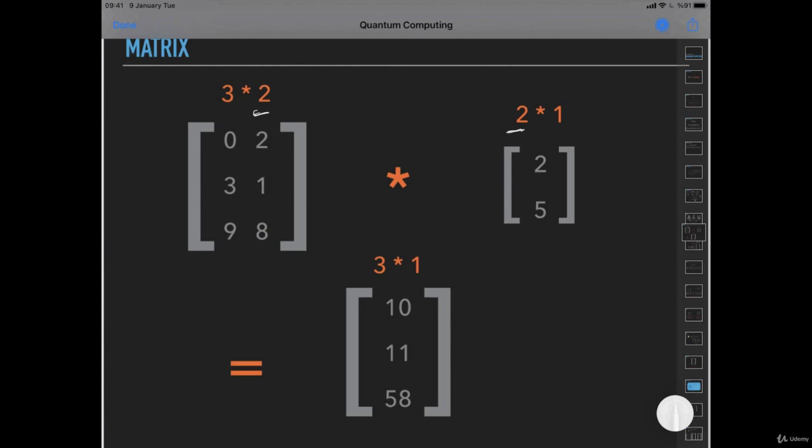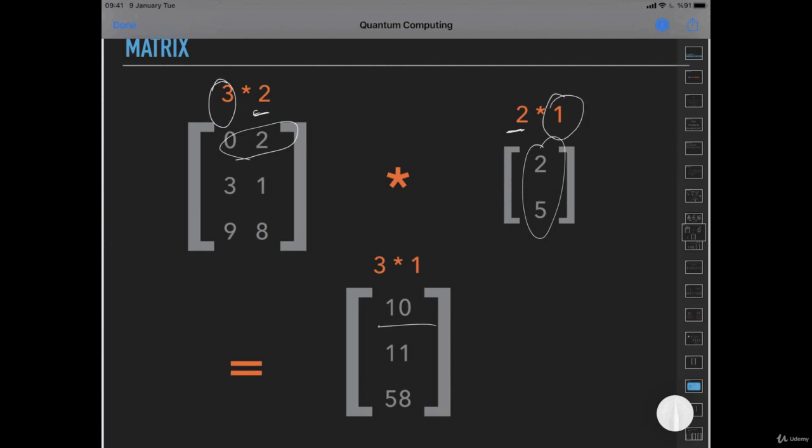Over here we see another example. I have 2's over here, then I know I can actually multiply them, and if you do the math you will see it will be 3 by 1. So 3 rows and 1 column.